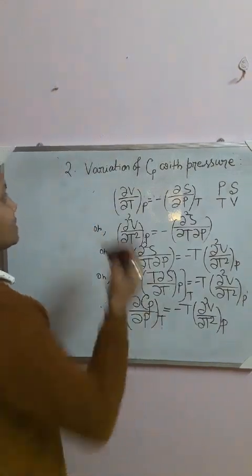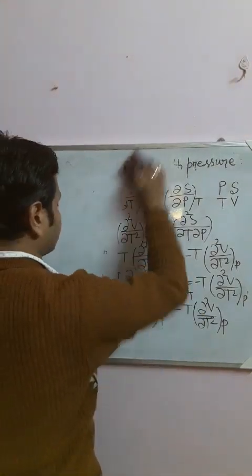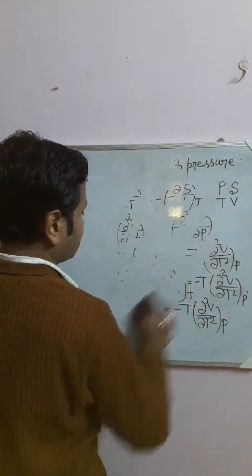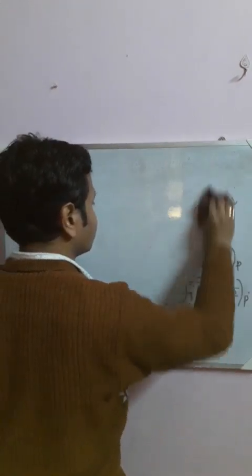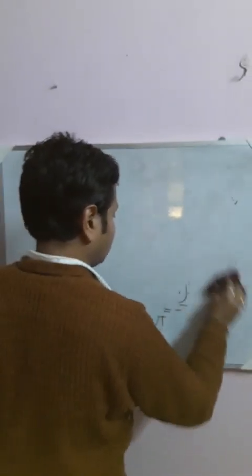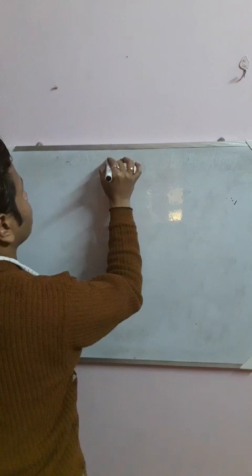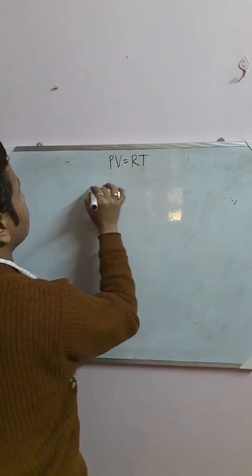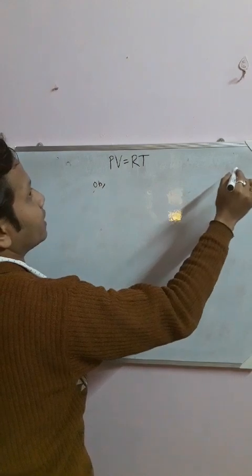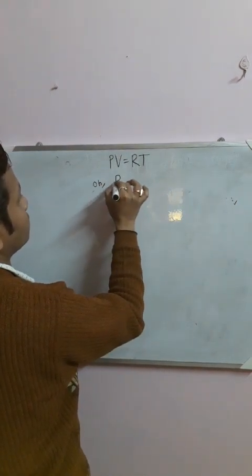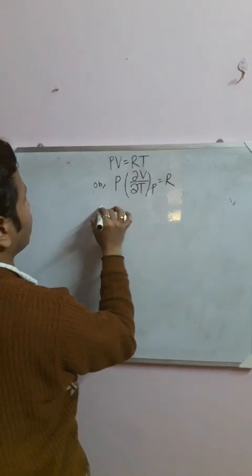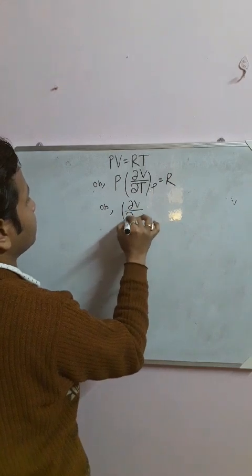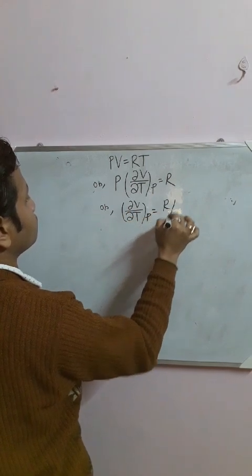Okay, now let us check what happens in the case of a perfect gas. For a perfect gas there is no variation of Cp with pressure. How can we prove it? So let's proceed. For 1 mole of a perfect gas we can write PV equals RT. Here we have to differentiate this term with respect to T, keeping pressure constant. This is equal to R. So what will my del V del T at constant pressure be? This equals R by P.